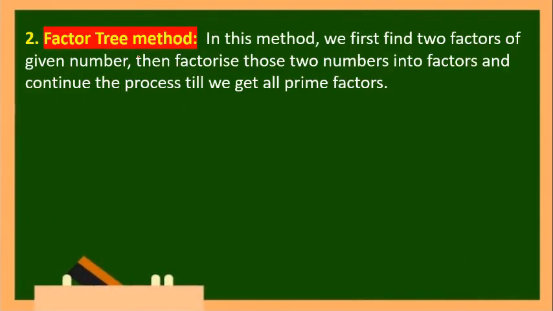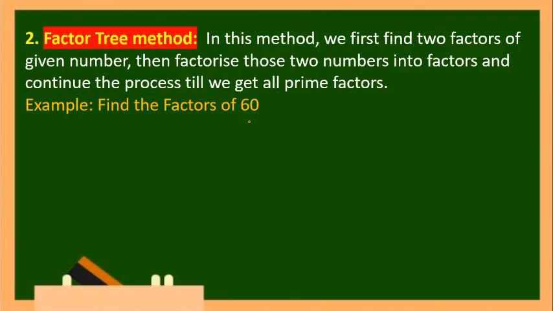Next method is the factor tree method. In this method, we first find two factors of the given number. Then we factorize those two numbers into factors and continue the process till we get all prime factors. So first we divide the given number into two factors, then keep on dividing till we get all prime factors. Now let's understand by an example.